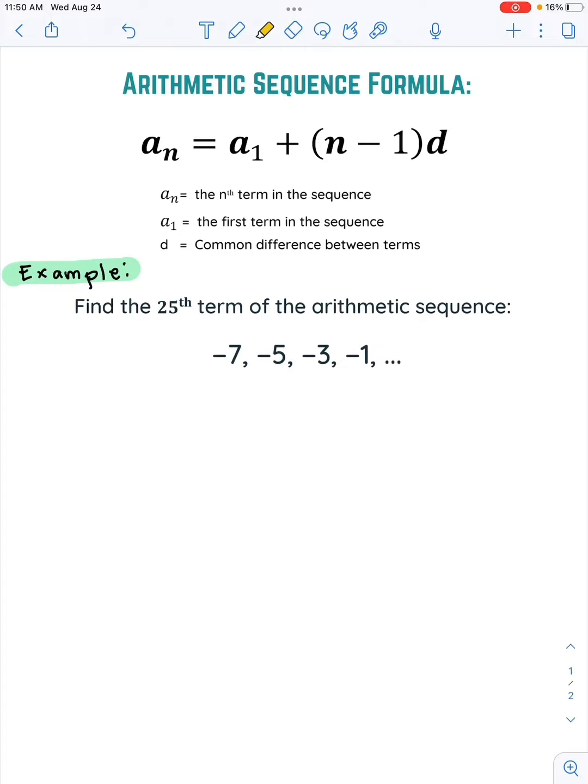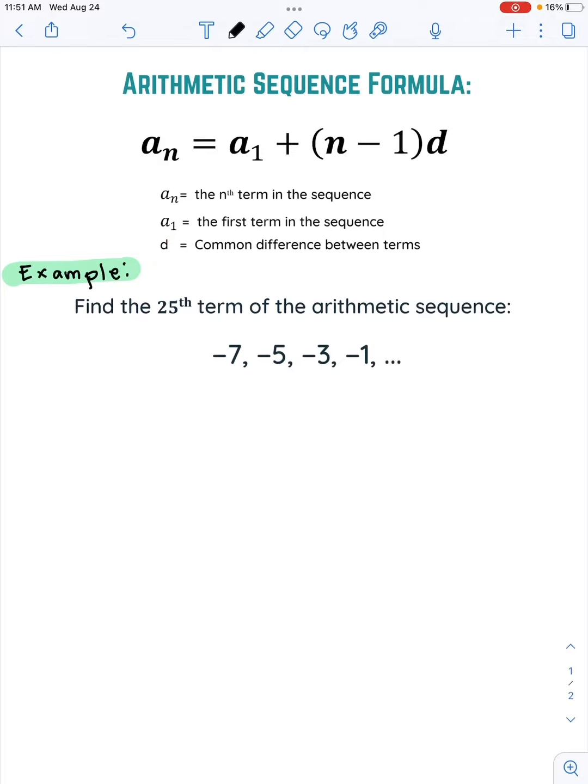Hello students! We are going to discuss how to find the nth term of the arithmetic sequence. Now, the arithmetic sequence formula is given by a of n is equal to a of 1 plus the quantity n minus 1 times d, where a of n is the nth term of the sequence, a of 1 the first term in the sequence, and d the common difference between terms.